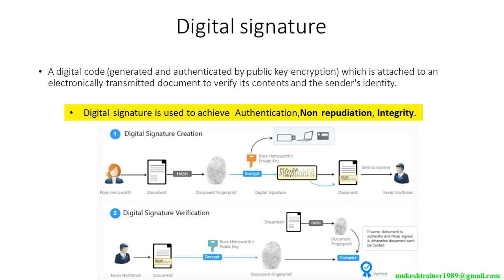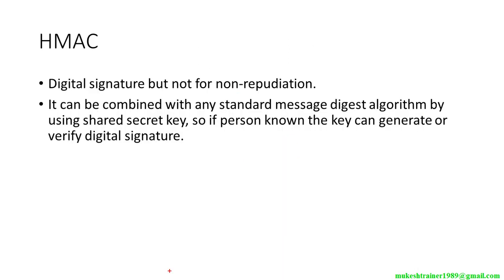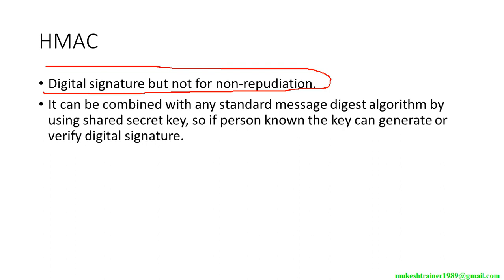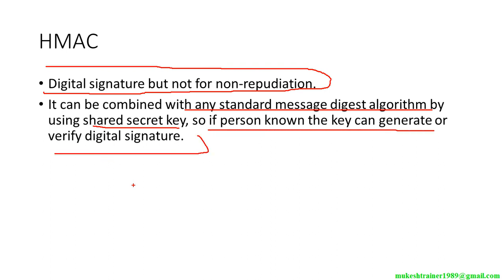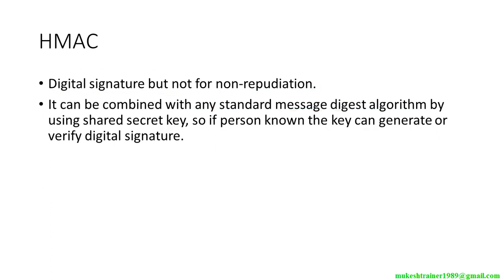Plus there are multiple ways to use that, but let's take this one: HMAC, a digital signature, but not for non-repudiation. Okay, it can be combined with any standard message digest algorithm by using a shared secret key. So if a person knows the key, they can generate or verify the digital signature. So that is another one you can look for.